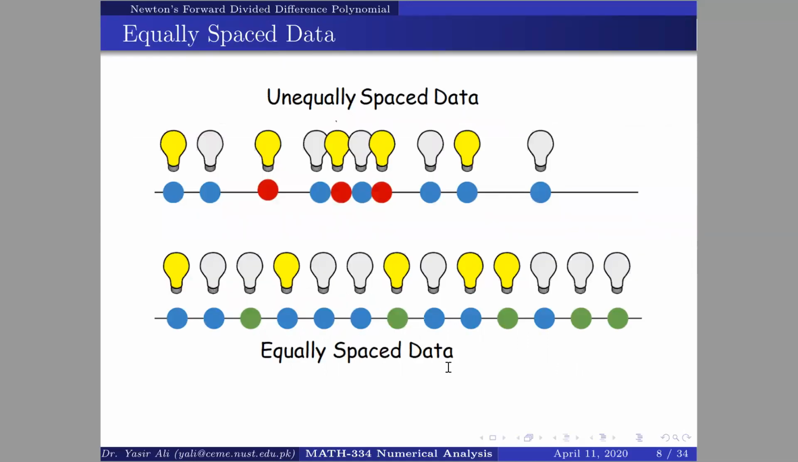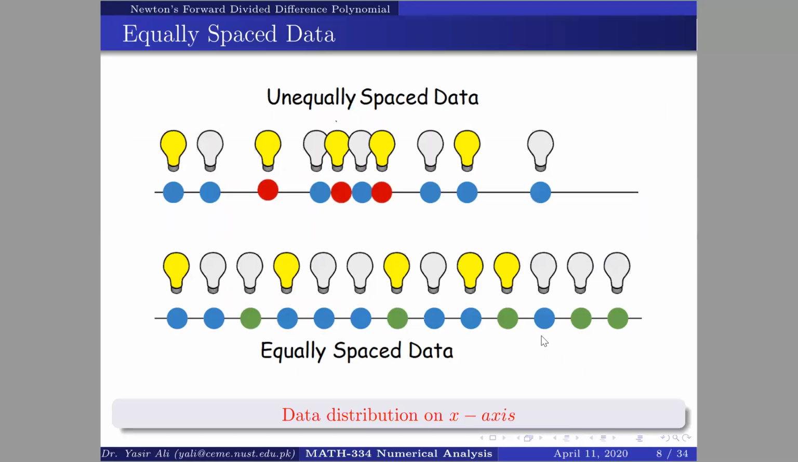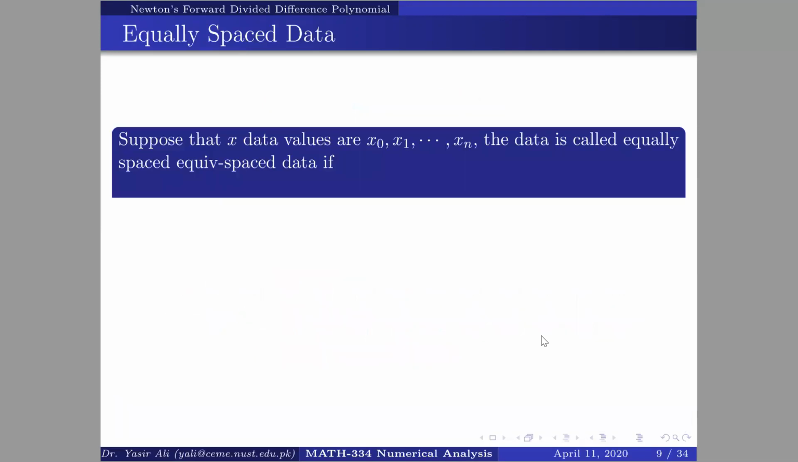So what is equally spaced data? In the first picture, we can see that data points are given. Some are close to each other, some are very far from each other. So this data spread is not equally spaced data. Whereas in the figure below, we can see that the data points are equally spaced. So what do we mean by equally spaced data? We basically see the distribution on the x-axis. If the x-axis distribution is even, then we say that it is equally spaced data.